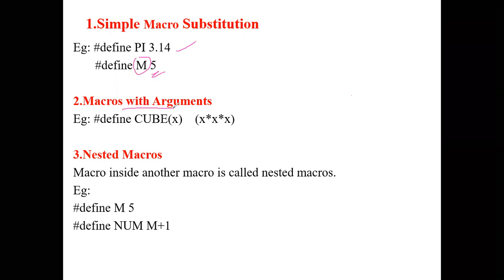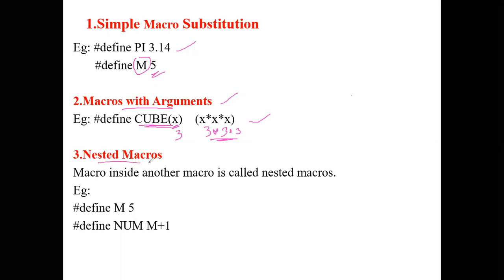Next, this is an example for macro with arguments. This is a function cube. The macro name is cube, and we are passing some argument x. For example, you are passing the x value as 3. Then it will give you 3 into 3 into 3, and that value will be given to this. I'll explain more about this with an example later in the next slide.